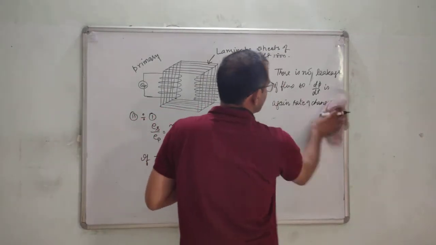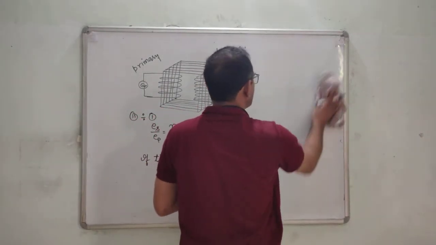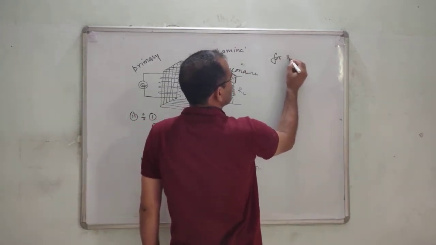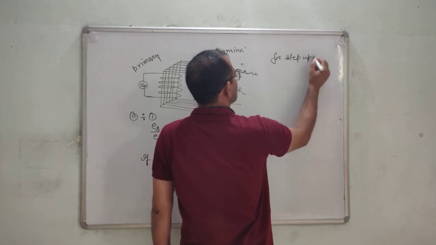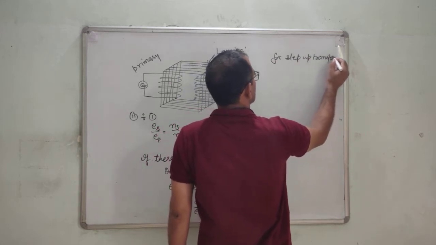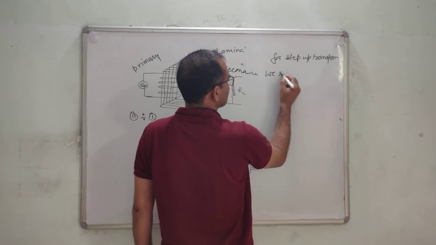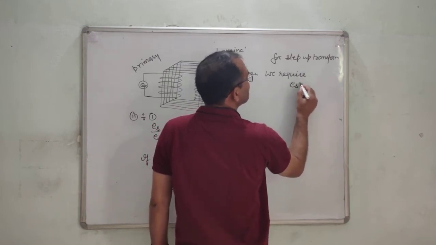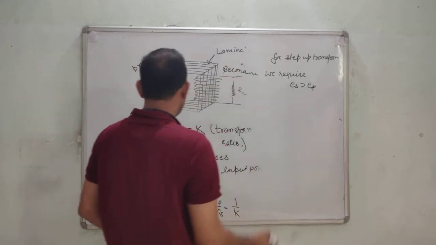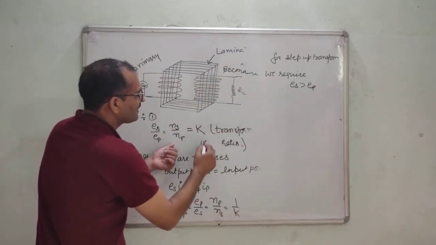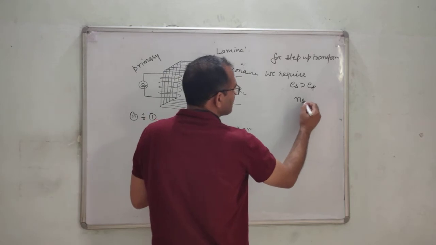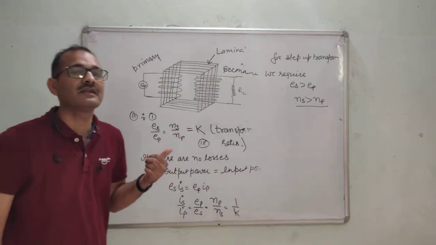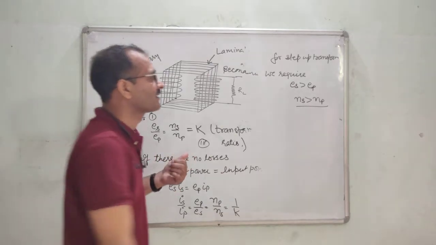For the step-up transformer, we require ES greater than EP. Therefore, by equation number 3, we will require NS greater than NP. The number of turns in the secondary coil will be greater than the number of turns in the primary coil.